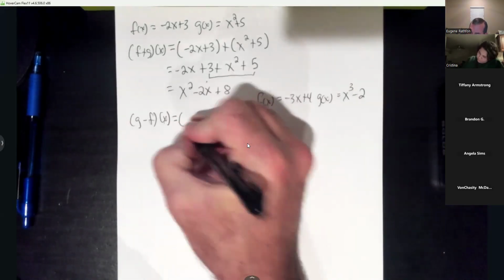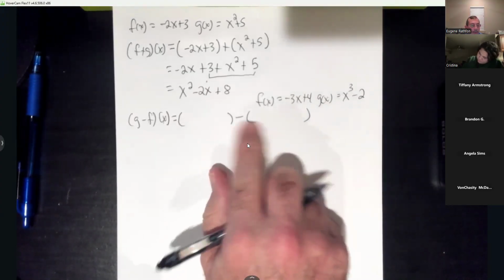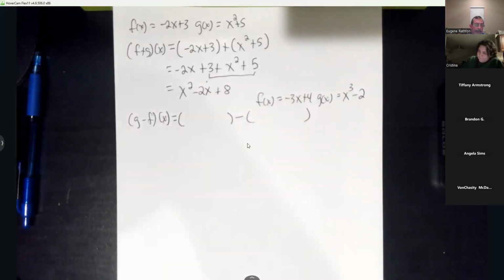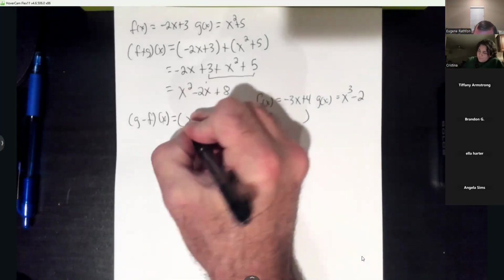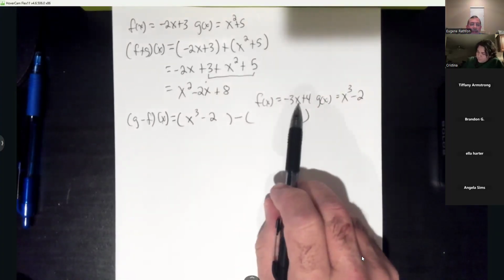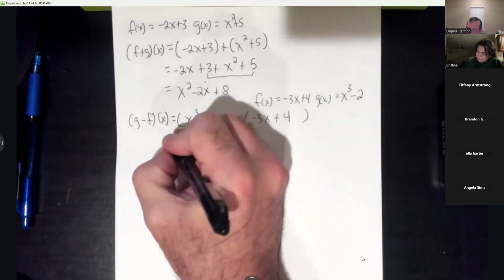So I want g minus f of x. So they're doing subtraction. So I'm going to put my subtraction in between my parentheses. I want to know, what would y'all put in the first parentheses? G. Ella, I couldn't hardly hear you. G. So you want me to put in the x cubed minus 2? And that means in the second parentheses, the f is the negative 3x plus 4.